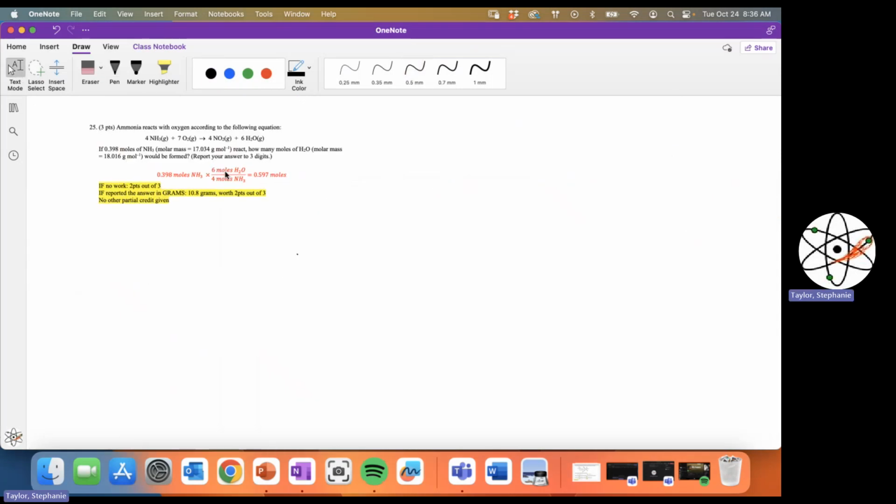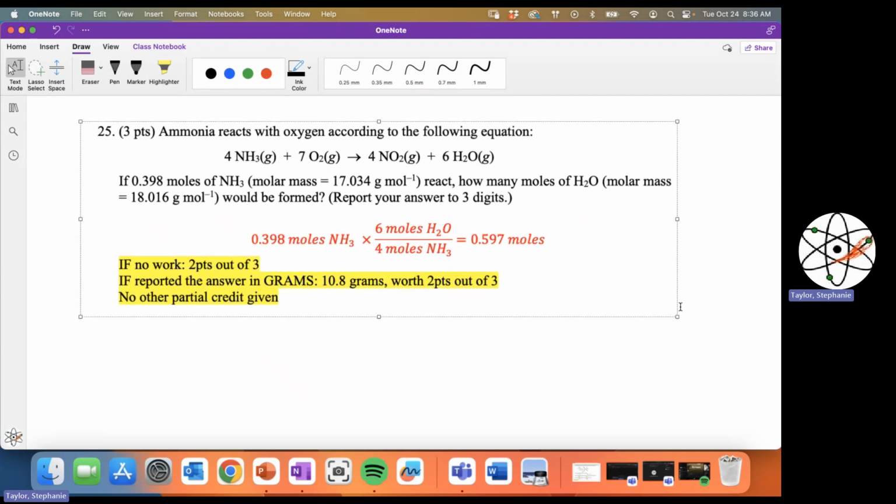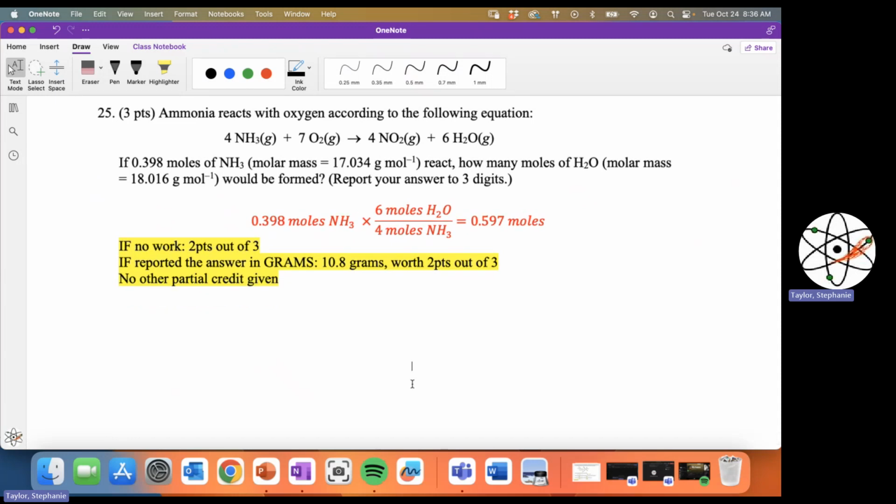Oh, I apparently saved the short answer for last. Ammonia reacts with oxygen according to the following equation. If 0.398 moles of ammonia react, how many moles of hydrogen would be formed? So again, there's no information about oxygen in here. So we are just going to assume that we have as much oxygen as we need and more. The key actually has how we do this problem, but I will write it out since people asked about it.